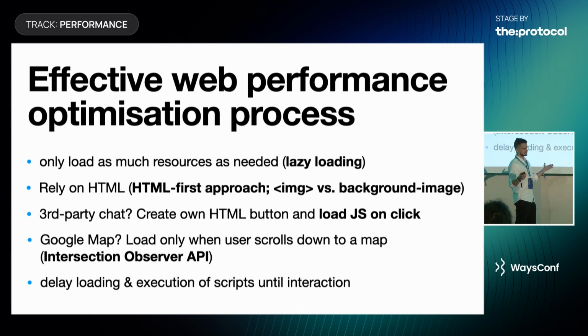If you got a third-party chat, maybe you shouldn't load the JavaScript from the beginning and affect, for example, the total blocking time metric. Maybe you should create your own fake HTML button, for example, and load the JavaScript and execute that code only on demand when the user really needs that chat to be used. If you got, for example, a Google map, the same thing. Maybe you shouldn't load it from the very beginning. Maybe you could, for example, utilize the intersection observer API to detect where the user is on the website and then load that script on demand. So basically, a very good pattern is to delay loading and execution of the scripts until interaction.